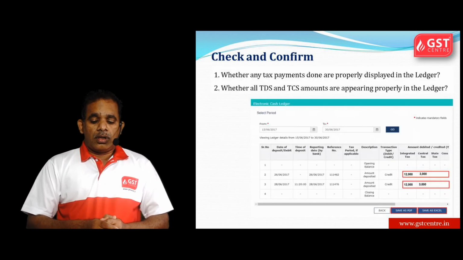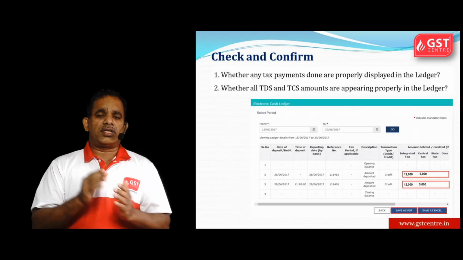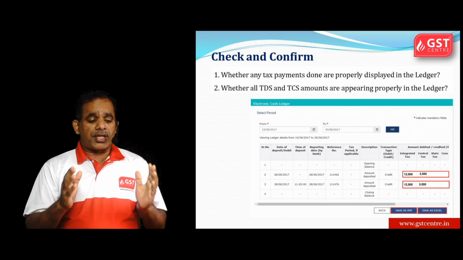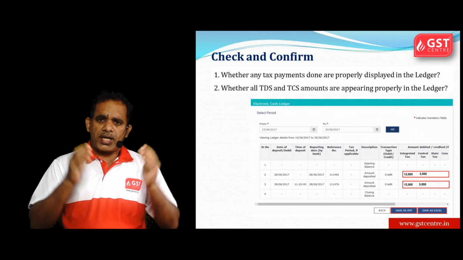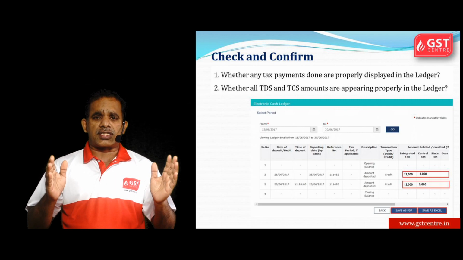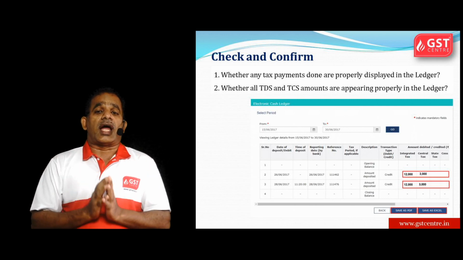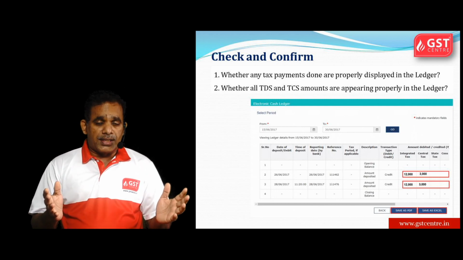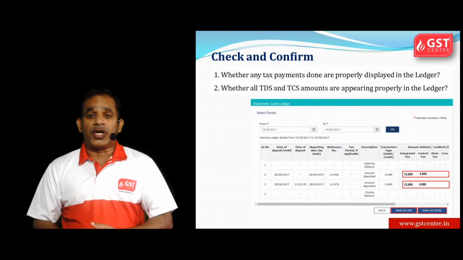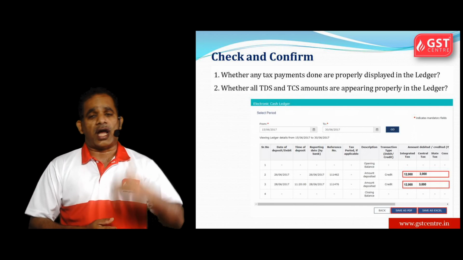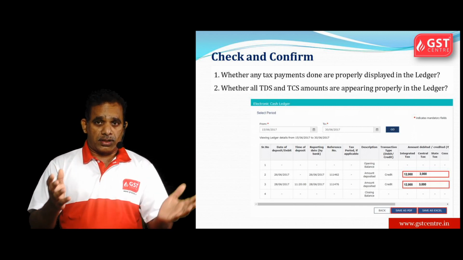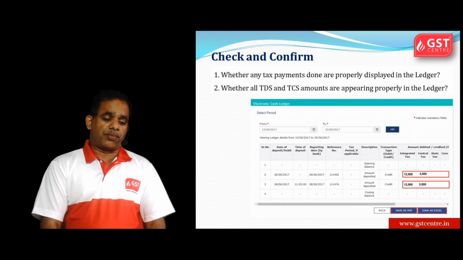Then you need to check whether the tax paid by you is reflected properly in the electronic cash ledger. If there is any TDS or TCS amounts under the GST law, that also will be reflecting in the cash ledger. So in our course, you can study how to pay taxes using the simulation software, how to create the challan, how to pay the amount, and how to save the challan, or how to check whether the confirmation is received from the GST department. All this you can see in the simulation software.